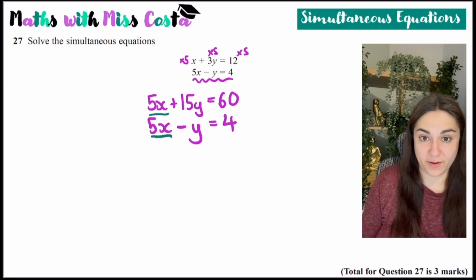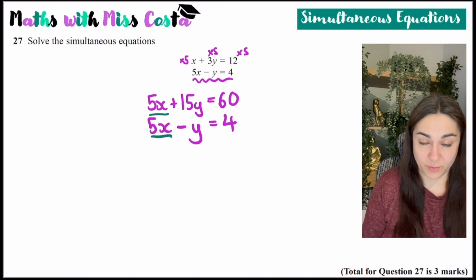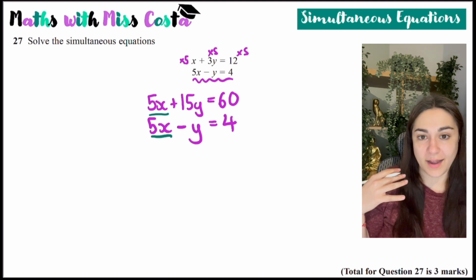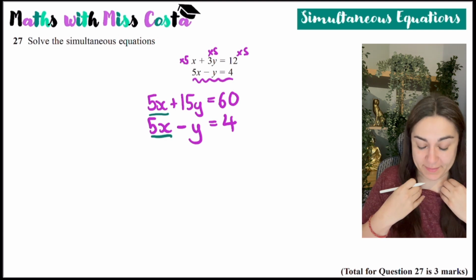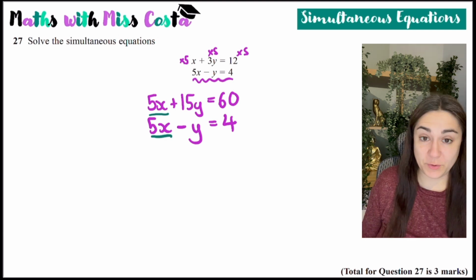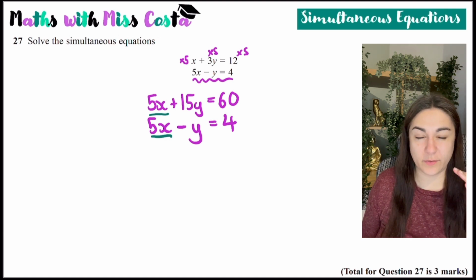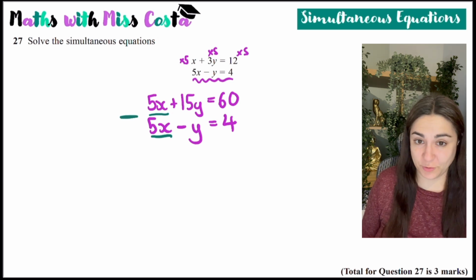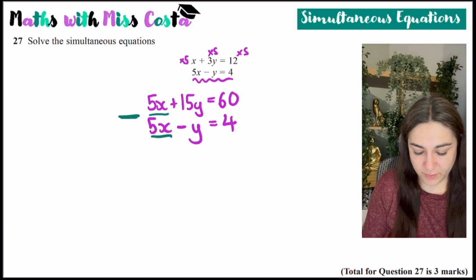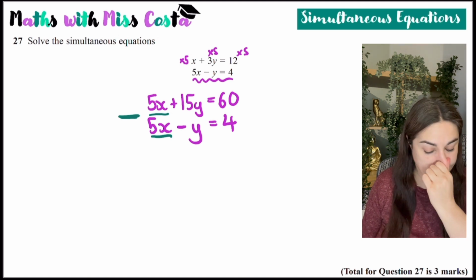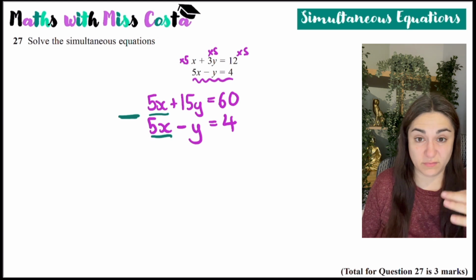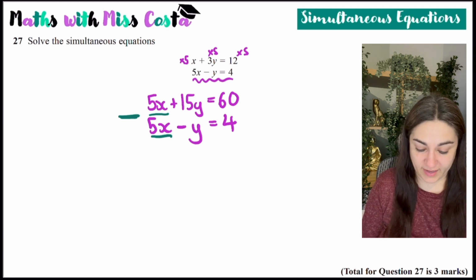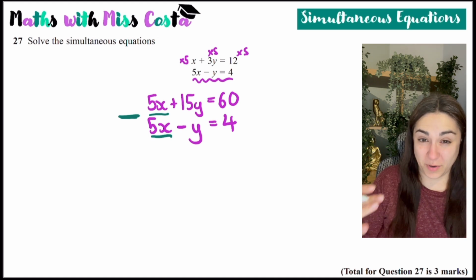Now that I've got one of the variables, in this case the x variables, that are the same, I can subtract, I can eliminate it. So in order to eliminate it, I need to think, do I add or do I subtract? 5 plus 5 makes 10, so if I add, that's not going to eliminate. So I know that I'm going to have to subtract. And it's good to write out what you're doing just next to the equation there, so that you know that you do it to each part of the equation.